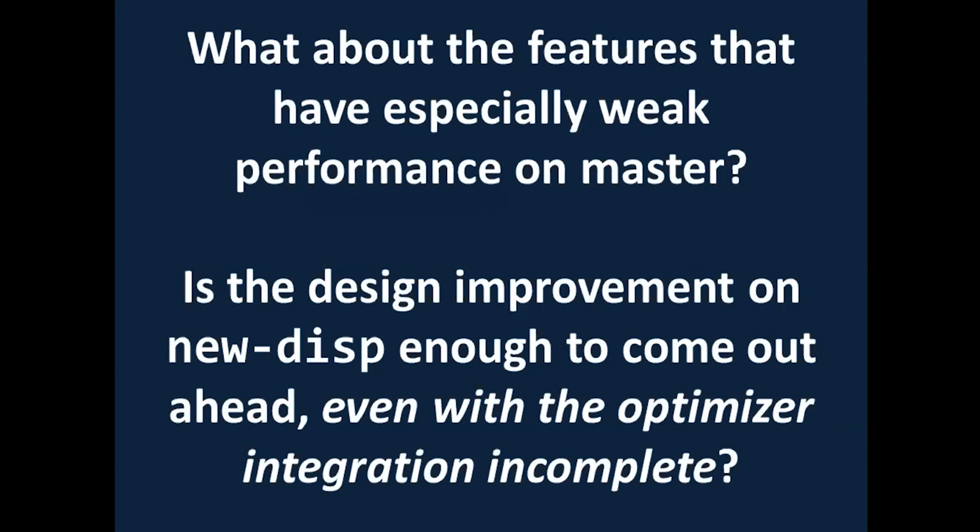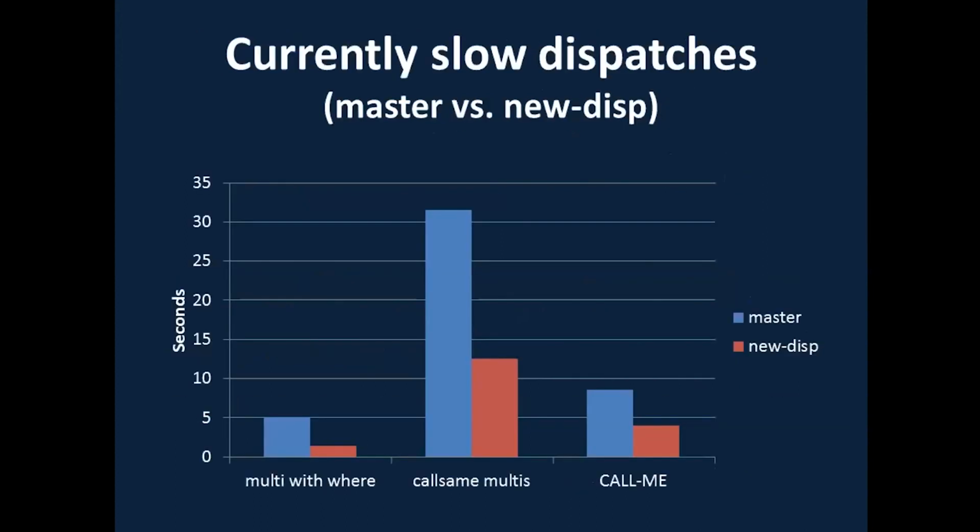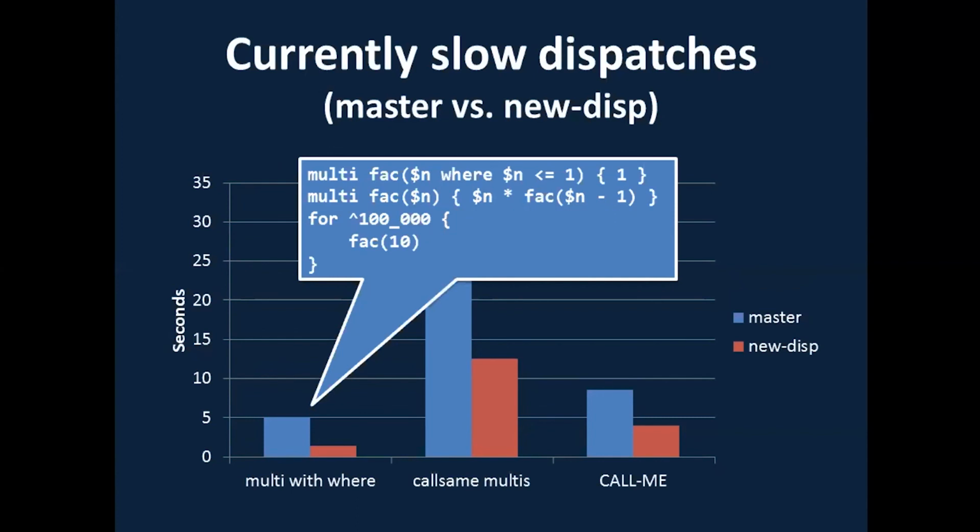So if we run some benchmarks with UDisp not completed with the optimizer, and we run Raku master with the optimizer doing as good a job as it can, who will win? And the answer for the three things I tested is UDisp, and already by quite a margin. So this first example is a multiple dispatch to a where clause. And yeah, it's a factor of 3, maybe 4 already. And that is going to improve further.